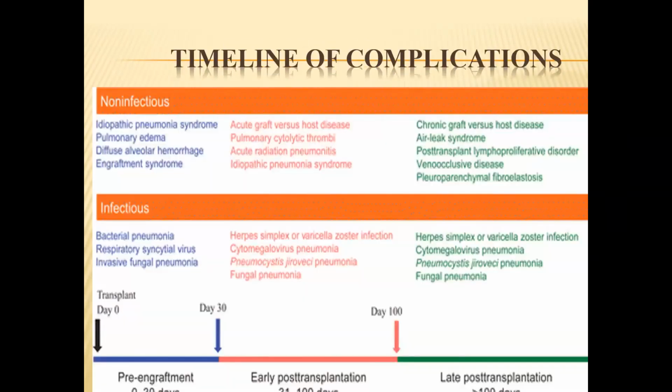Next, sir. This is basically the timeline of complications, showing how these complications happen in the bone marrow transplant patient: in the pre-engraftment period, the early post-transplantation period, and the late post-transplantation period. The pre-engraftment period is 0 to 30 days, early is 31 to 100, and the late phase is above 100 days. I think they have very briefly described the non-infectious complications that happen in the pre-engraftment phase and the early and late transplantation phases. The next slide, sir.